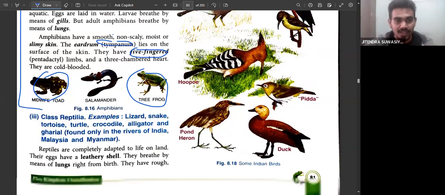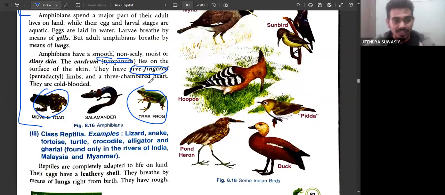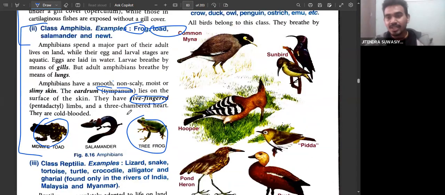So pentadactyl limbs and a three-chambered heart. They have a three-chambered heart, and they are cold-blooded. Cold-blooded means their body temperature fluctuates with the temperature of the surroundings. During the rainy season the toad and frog will come outside, and they make sounds, which they use to attract mates.